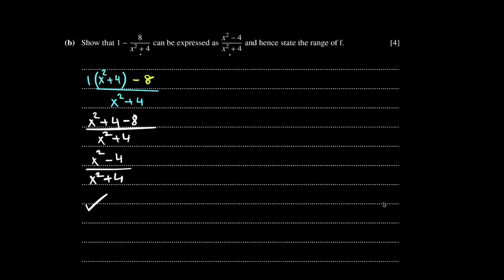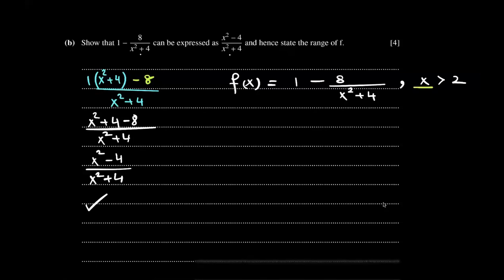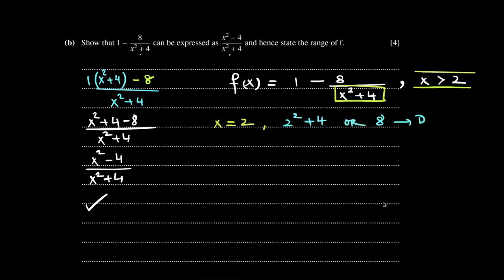Now we have this expression f(x) given as 1 minus 8 over (x squared plus 4). And the domain is x greater than 2. Now keep in mind, 2 is not inclusive. If I take x equal to 2, and I focus on this denominator, this is 2 squared plus 4, which is 4 plus 4, which simplifies to 8. This is just the denominator.